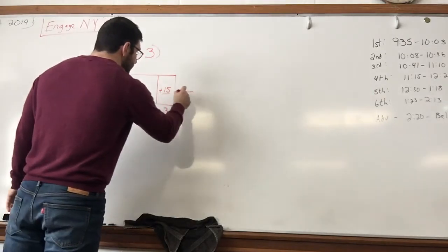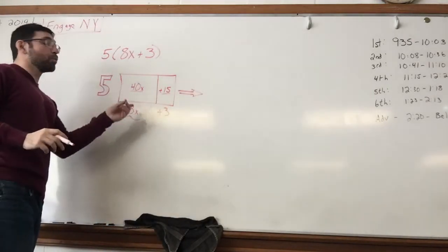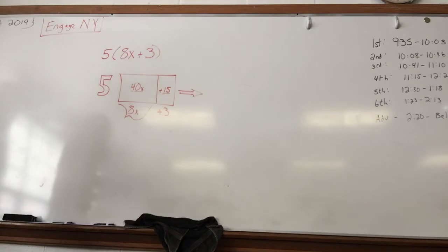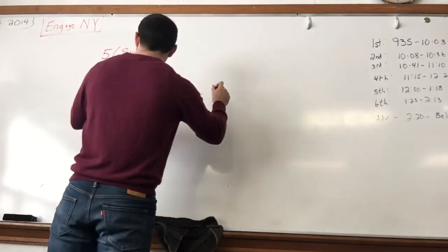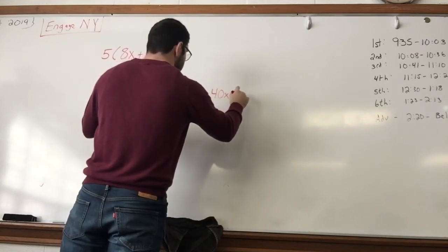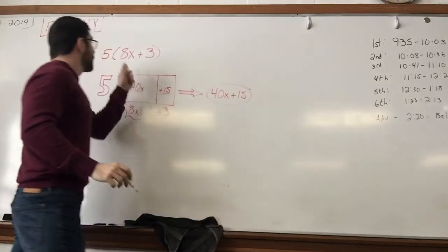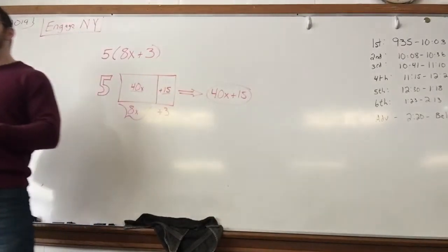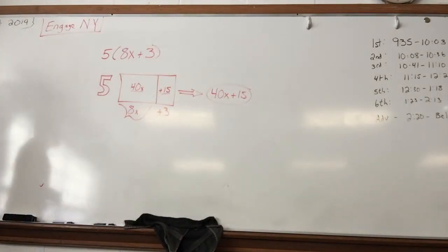So now it asks me to write an equivalent expression. We've used this rectangular array in order to write the equivalent expression, which is 40x plus 15. This is the same as this, even though they look different. We call those equivalent expressions. Questions on that? Okay, this is all we're doing today, is distributing using a rectangular array. You're probably like, this is really easy. Correct. You know why? Because we've already done it.